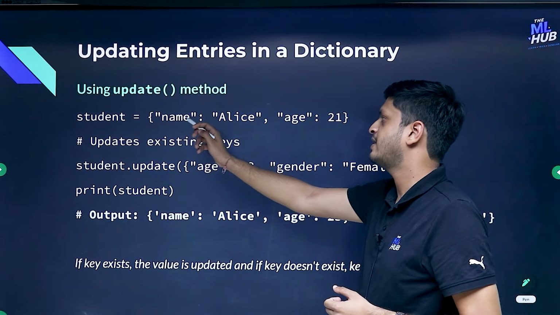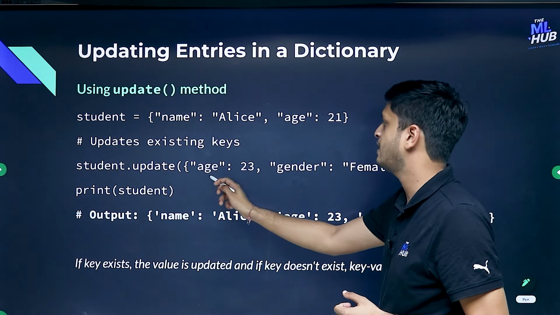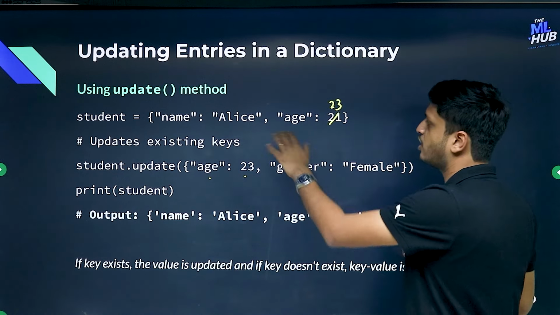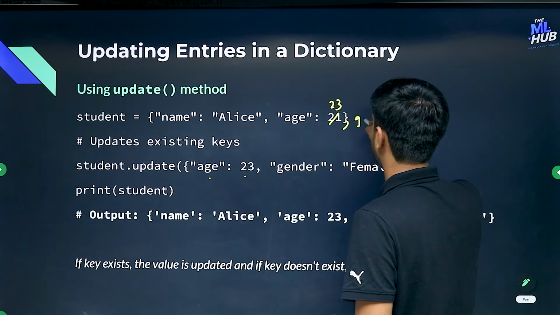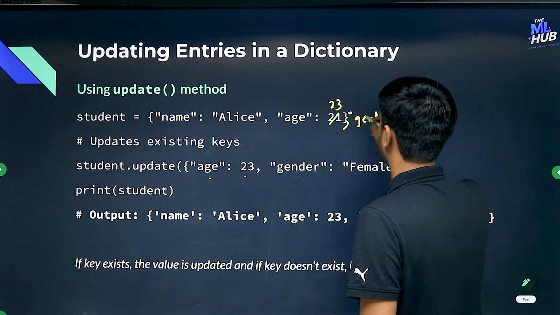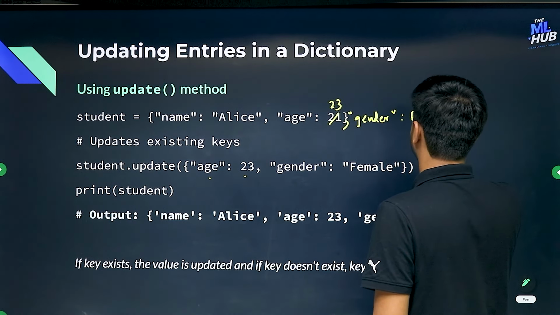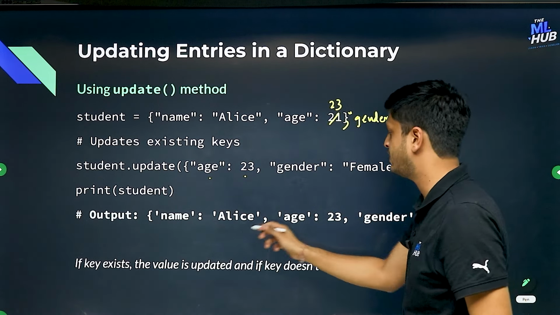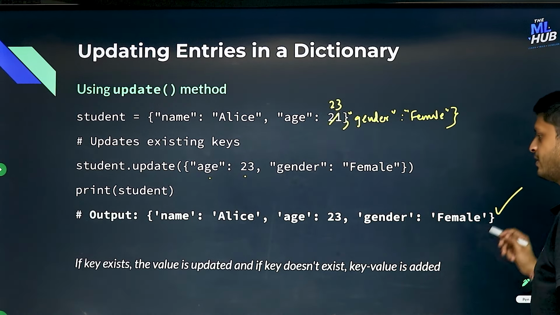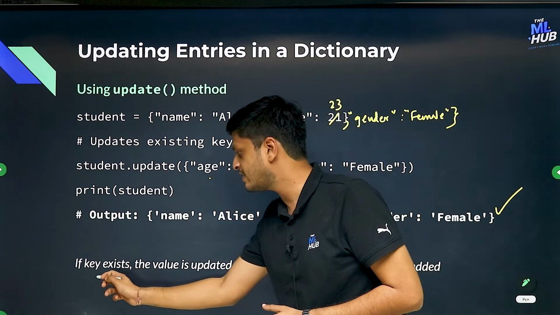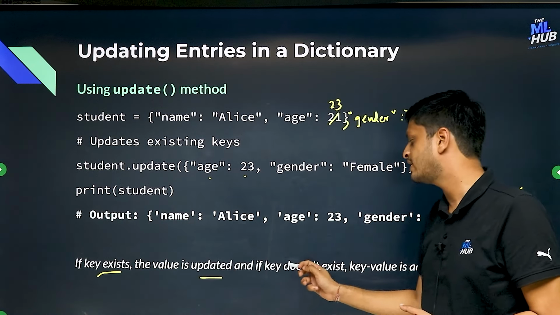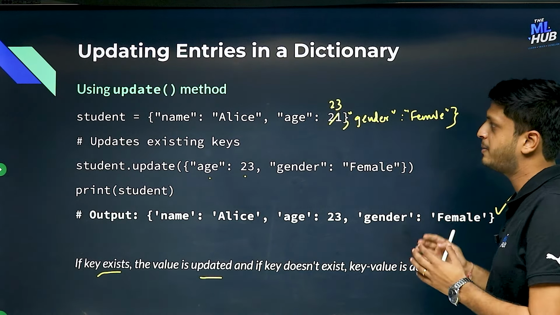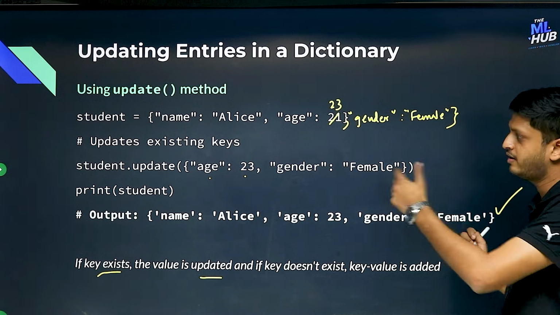Let's say the dictionary is name Alice, age 21, and now we are saying age 23. So now the value of age will be changed to 23, and we are saying gender female. Gender is not present in the dictionary, so the key gender with value female will be added. And now this will be my dictionary. When you print the student now, name Alice, age 23 and gender female will be printed. So if the key exists, the value is updated, and if the key doesn't exist, the key value pair will be added in the dictionary. This is how the update function works. The update function takes another dictionary or an iterable as an argument.